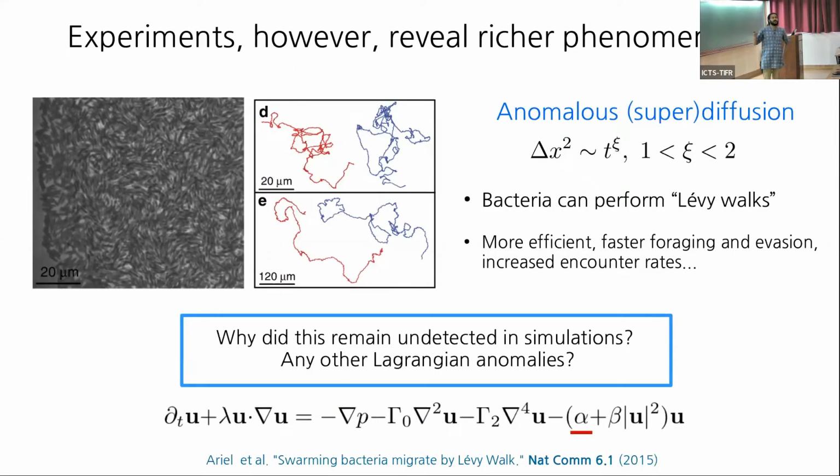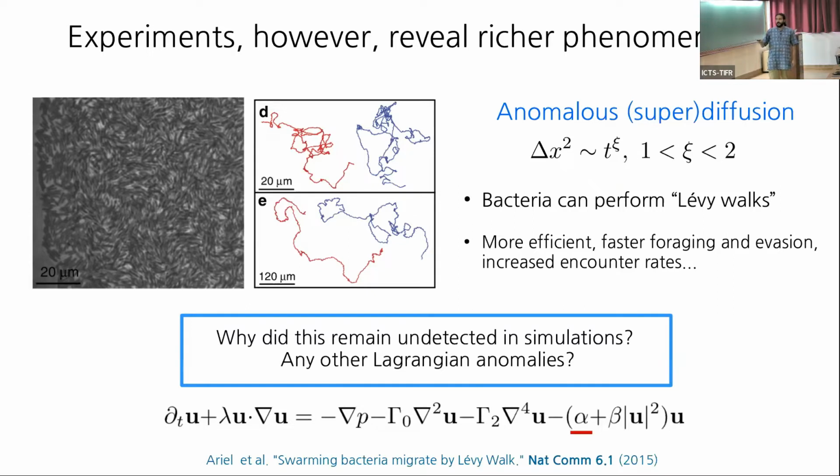What's interesting is that experiments showed that the same bacterial system, in fact, can have anomalous superdiffusion. What that means is that the exponent of the mean square displacement can be between 1 and 2, so it's larger than 1. Things can move much faster. It has been studied and shown that anomalous diffusion and associated Levy walks have some biological function. They increase encounter rates, they can increase foraging efficiency, and so on.